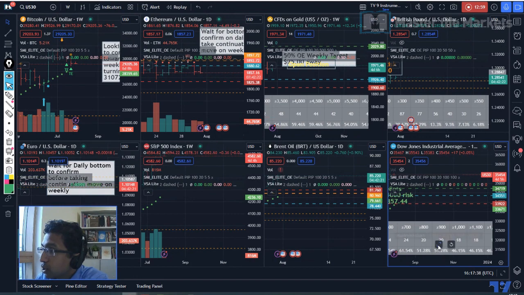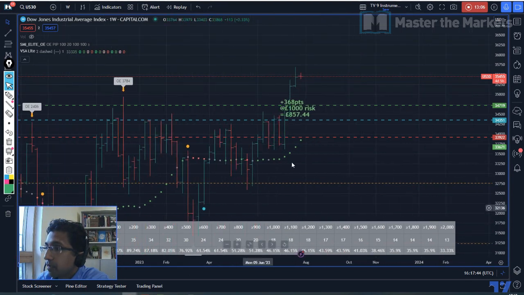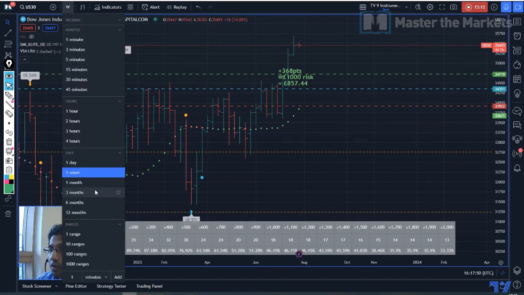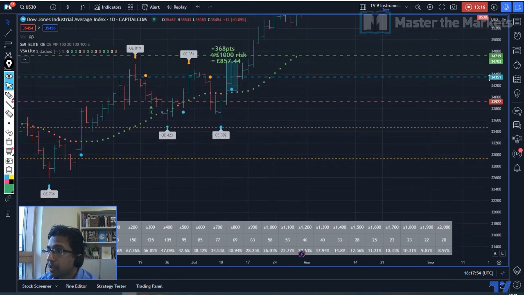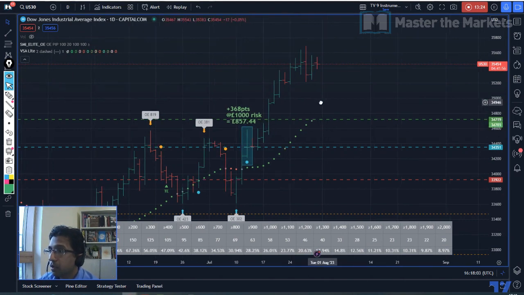Last thing is Dow Jones. Dow Jones, we've taken a look at this as well last week. We took this trade real time in front of you guys, and we took it at here on a weekly continuation move. So we took it on the daily, then we took it on a 50% OE target, which was 34703. Hit that, 368 points, 857 pounds that we got.